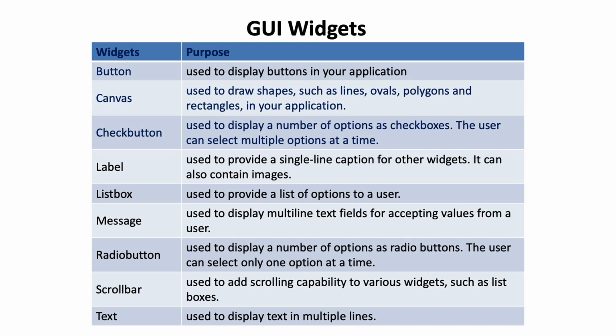Then canvas. Canvas is used to draw shapes such as lines, ovals, polygons, etc. Then we have commonly used widgets such as check button, label, list box, message, radio button, scroll bar, text, as you can see on the screen. We will see examples for some of them.